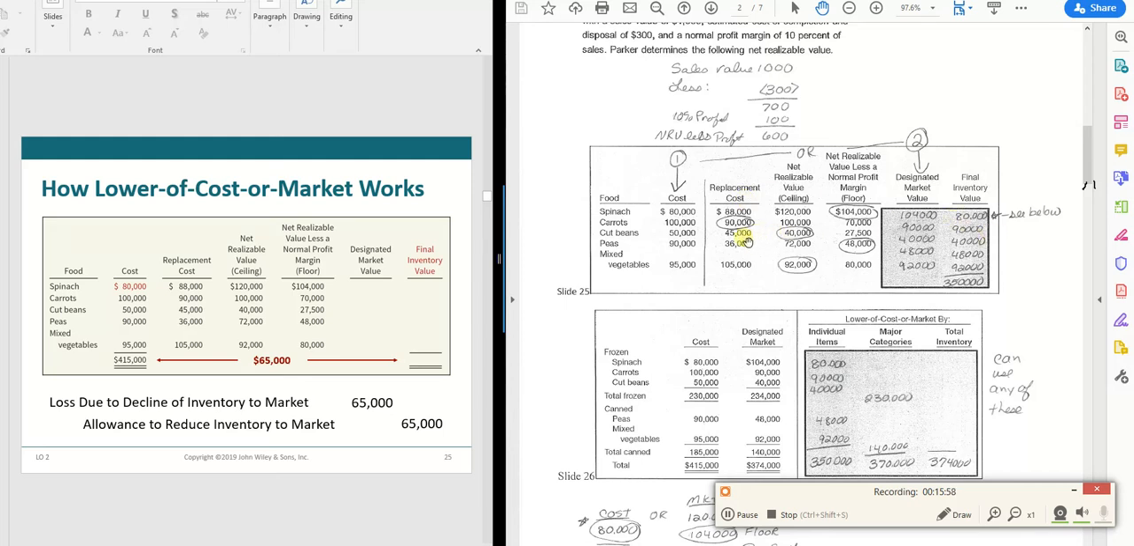Cut beans. I have my ceiling of 40, my floor of 27.5. My replacement cost is above my ceiling, so I circle the middle of these. I get 40,000. I compare the 50 to the 40, and I get 40, the lower of those two. And so you can kind of go through those. So notice it adds up to 350,000.